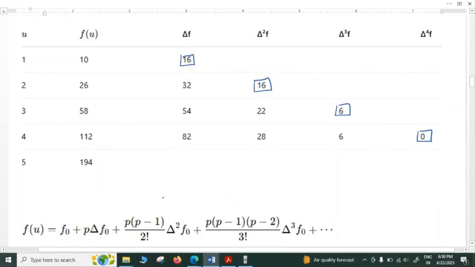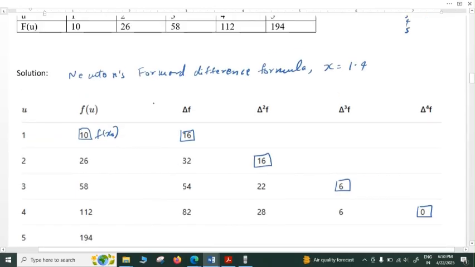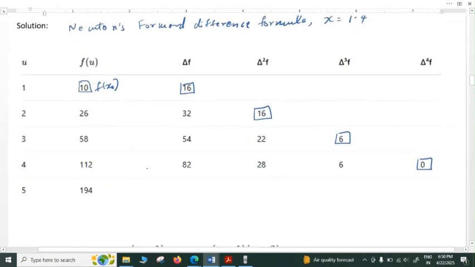Because initially it starts with f naught, so we consider this as our f of x naught. Okay, we'll substitute one by one values. This is 10, so we'll start with 10 plus 0.4 p. You know students, already the value of p we have to calculate here. So already you know the value of p.